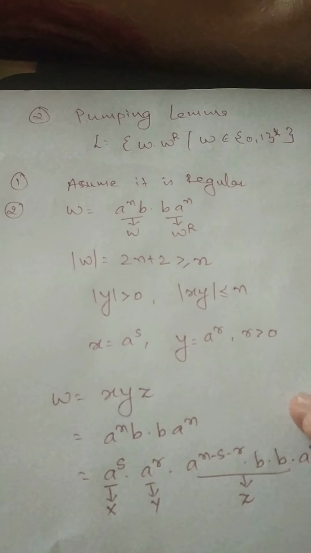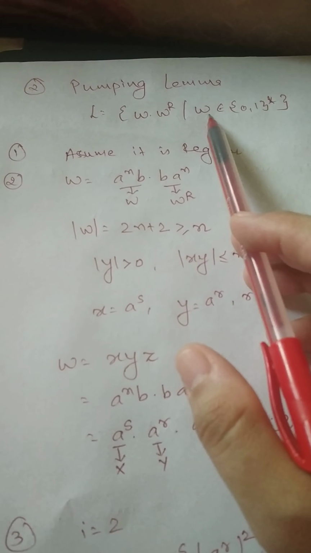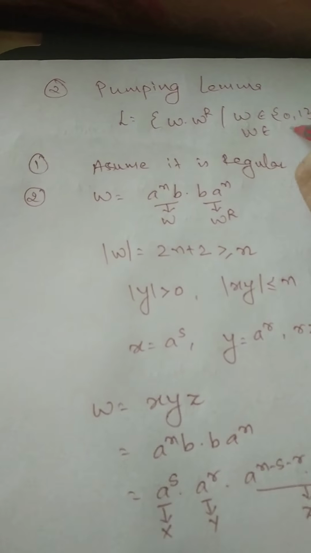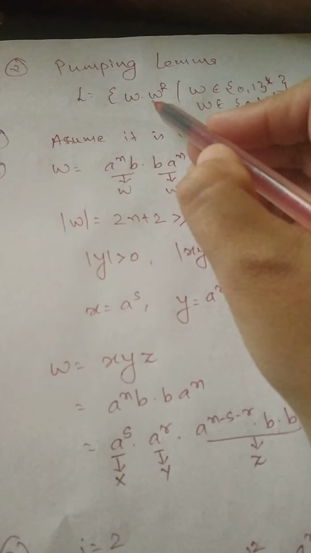One more example we are taking, so it will be more clear to you, and this is actually the most important question. In your exam, the question may be asked like: prove the pumping lemma for w w raised to r, where w will be in the form of 0, 1, or it may be given in the form of a, b, whatever is given. What is w raised to r?